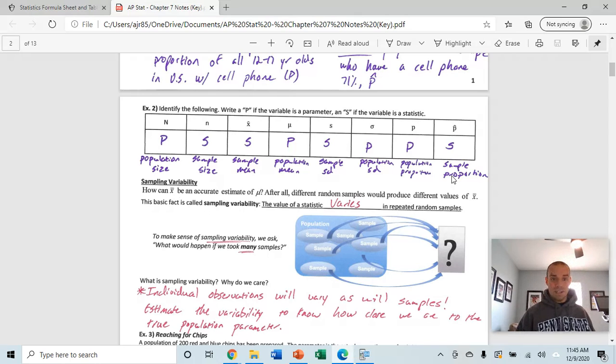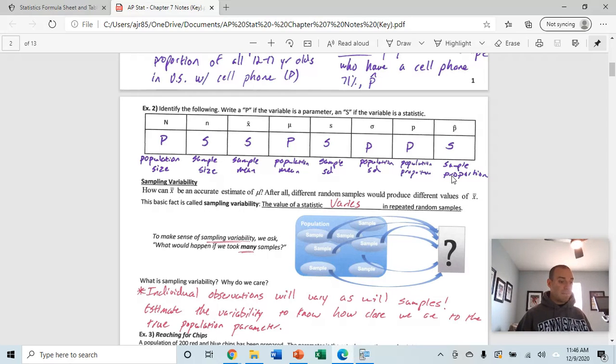Now, within all of this, how can X bar be an accurate estimate of mu? After all, different random samples would produce different values of X bar. So even if I want to estimate the GPA of South students, and I have each of you randomly select 50 students at South or 100 students at South using the same technique, we're not all going to get the same sample mean, even if we use the exact same sampling technique. That basic fact is what we refer to as sampling variability. The value of the statistic, in this case our sample means, is going to vary in repeated samples.